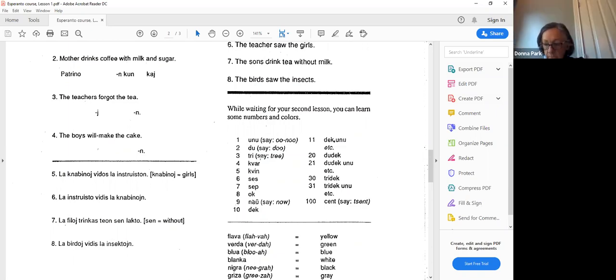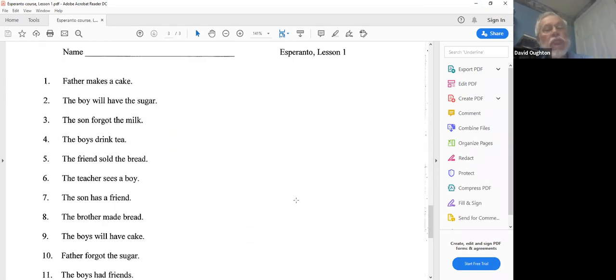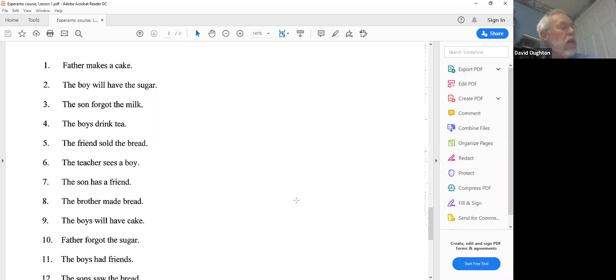Right. So let's go through those 20 sentences on the third page then. And let's just take turns where someone will give the Esperanto translation. So Donna, let me pick on you first. How would you say in Esperanto, father makes a cake? Patro faras kukon. Bona. Everyone agree?